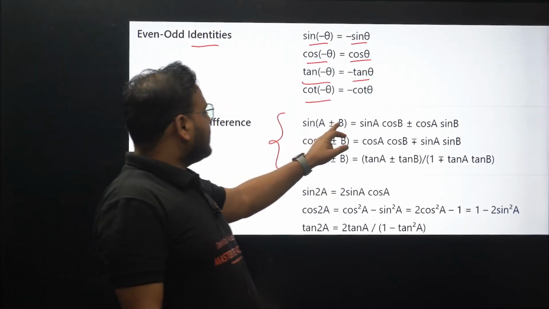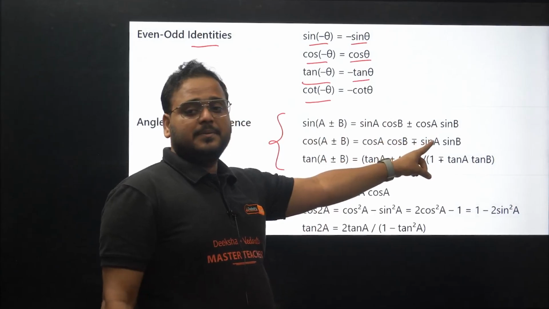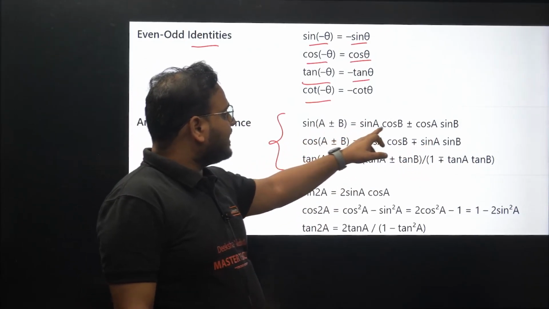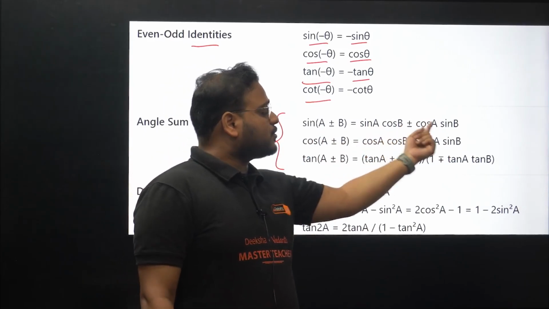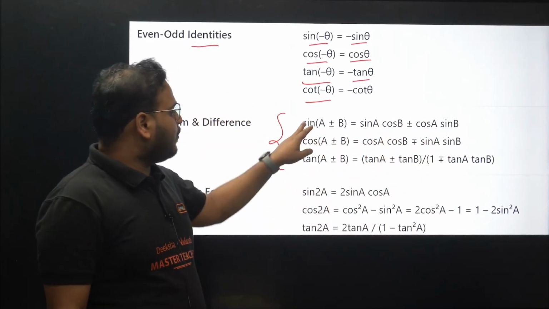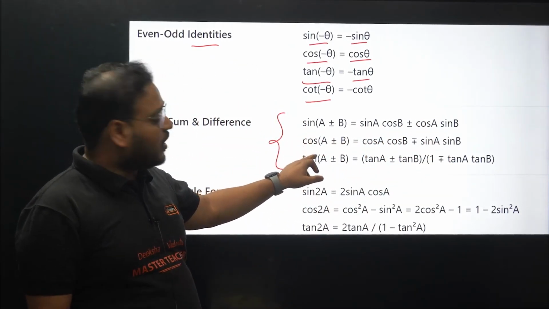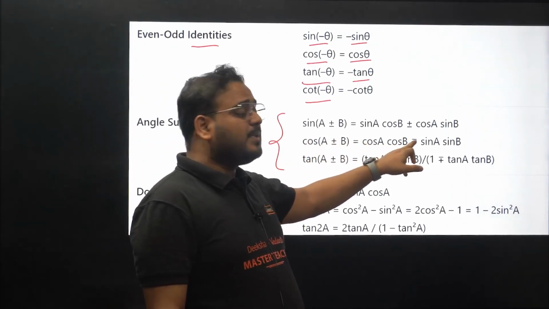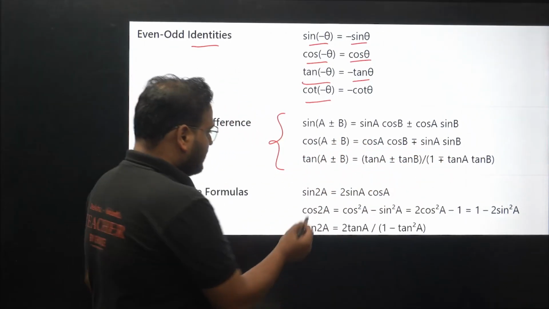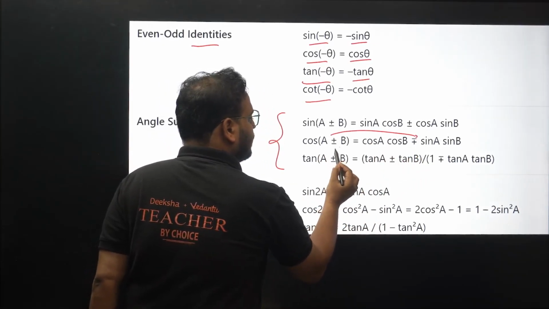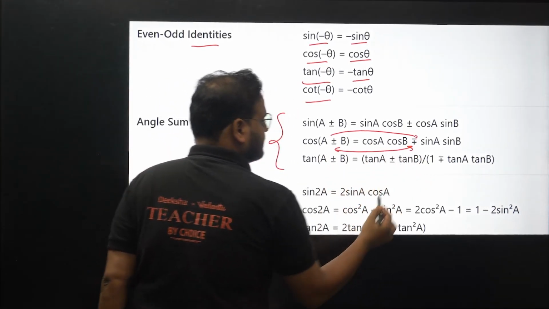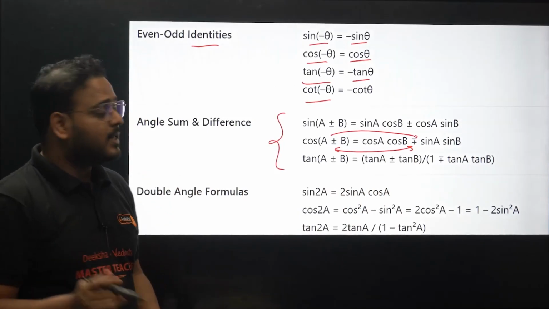Sin A plus B, sin A minus B. Check here, sin A plus B is sin A cos B plus cos A sin B. Sin A minus B is sin A cos B minus cos A sin B. There are 2 formulas over here. Here also 2 formulas. Cos A plus B is cos A cos B minus sin A sin B. Please check. Here the upside is plus and here it is minus. Here the sign is minus, this is plus. Difference in the formulas. Please cross check.